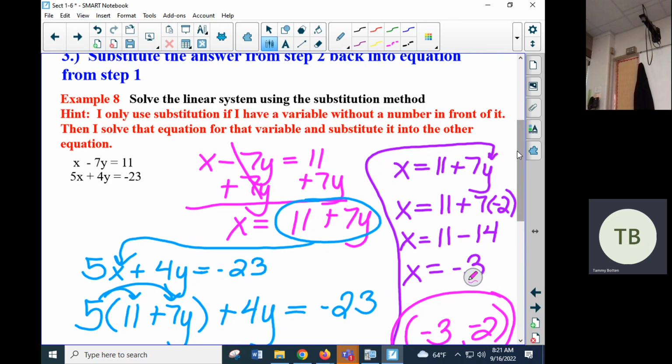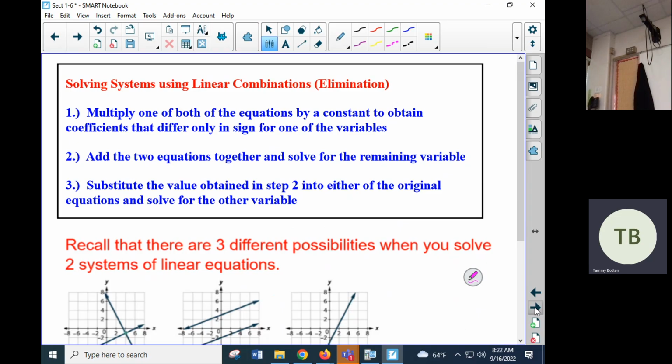And like I said, there's nothing wrong with doing it. I kind of think it's a little more work, but there are times you can't really do it without using a lot of fractions. If there was like a number 3 in front of here, then it would be hard to do substitution because you'd have fractions. And we typically don't like to use fractions if we can help it.